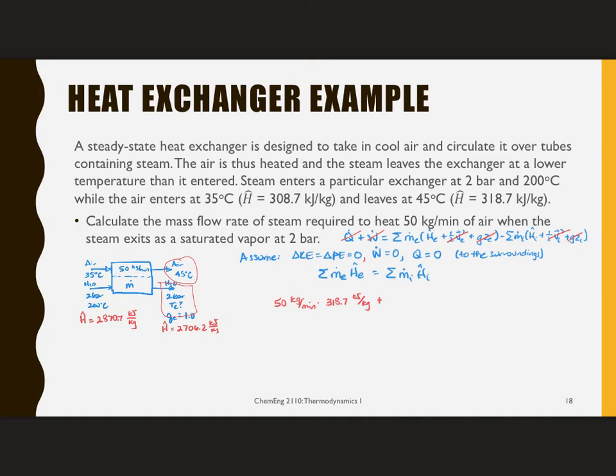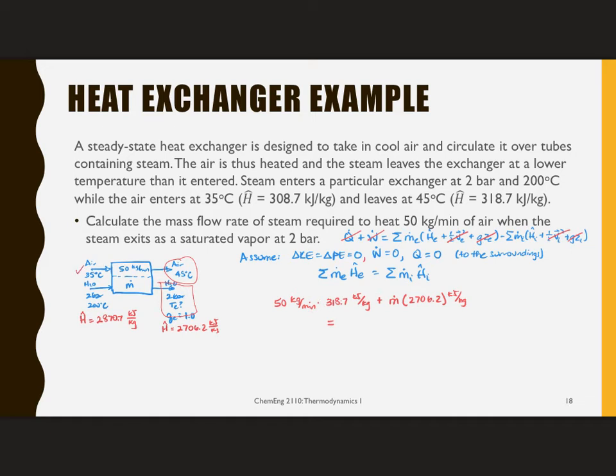And the other stream exiting is this one. This was where the quality was 1, so therefore this is saturated steam at 2 bar, and that enthalpy is going to be multiplied by the unknown mass flow rate, m dot, times 2706.2 kilojoules per kilogram. This is going to be equal to what comes in.